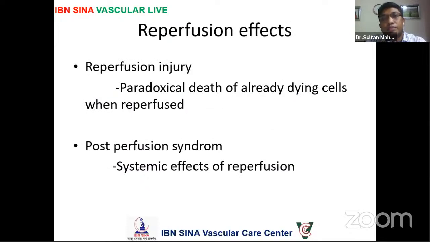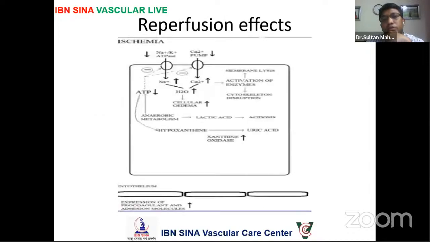Reperfusion effect. What is reperfusion injury? Paradoxical death of the already dying cells when reperfused. Post-reperfusion syndrome is the systemic effect of reperfusion.